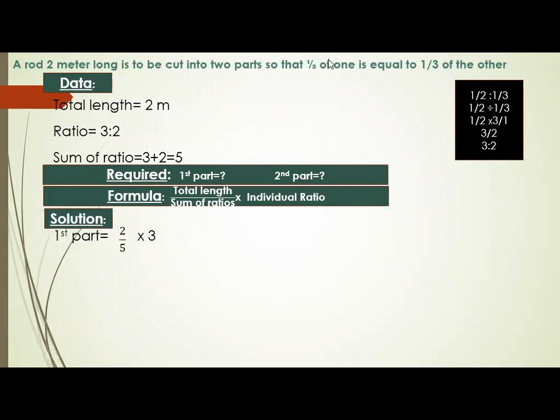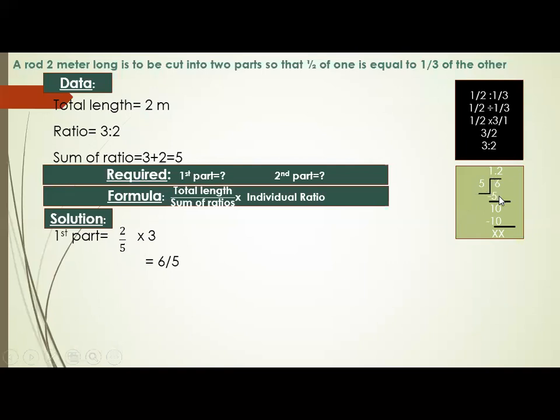How can we find the first part, students? Here, the first part is total length upon sum of ratio multiplied with the individual ratio. 2 upon 5 into 3. So 2 threes are 6 over 5. So how can we find 6 over 5? Let's find out 6 divided by 5.